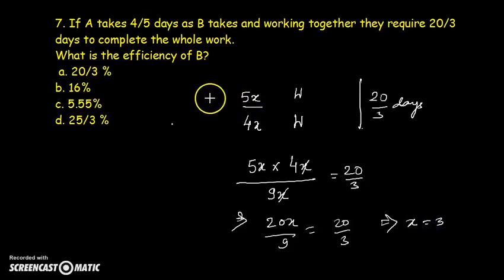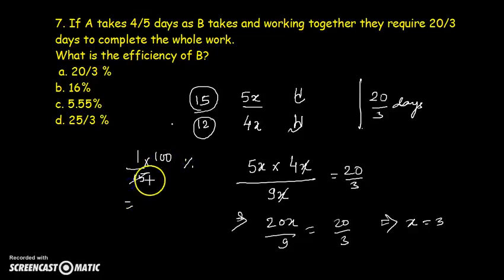So B takes 15 days and A takes 12 days to finish that work. Since B takes 15 days to finish the work, the efficiency will be 1/15, and that should be your answer. Since the answer is given in percentages, we multiply by 100 and then append the percentage symbol. So the efficiency comes out to be 20/3%, and this is option A. I hope you understood the method.